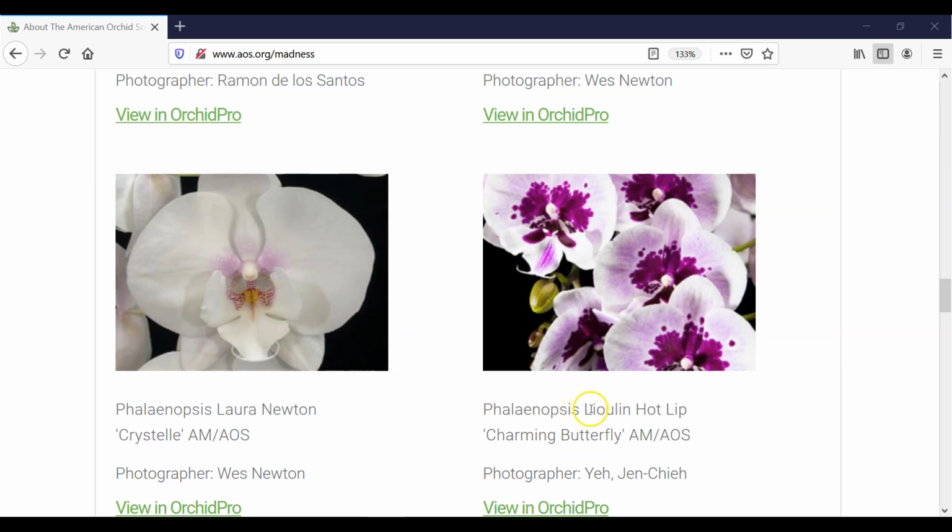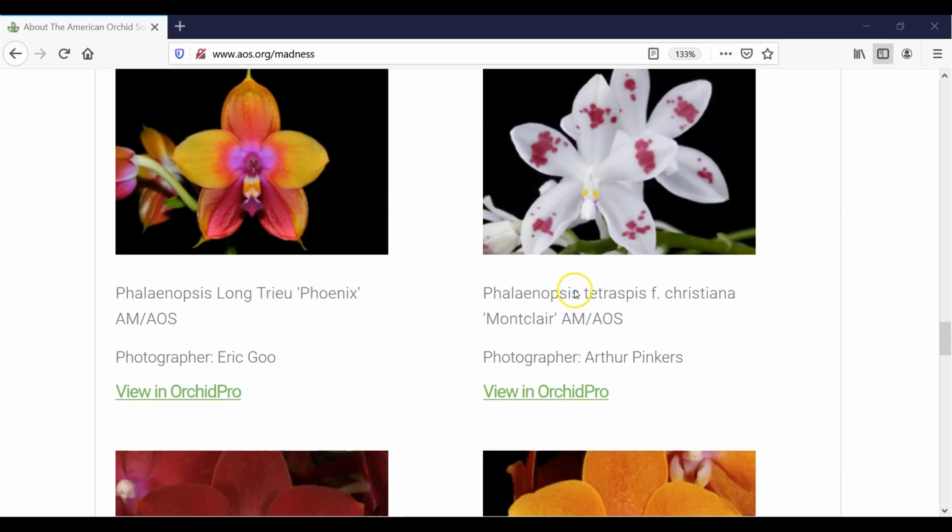Hot lip. Liu Lin hot lip. That's pretty cool. This is one of the new types of phalaenopsis that have, like, their lip has been mutated in a way that doesn't look like anything you'd find in nature, but it has pretty cool results.